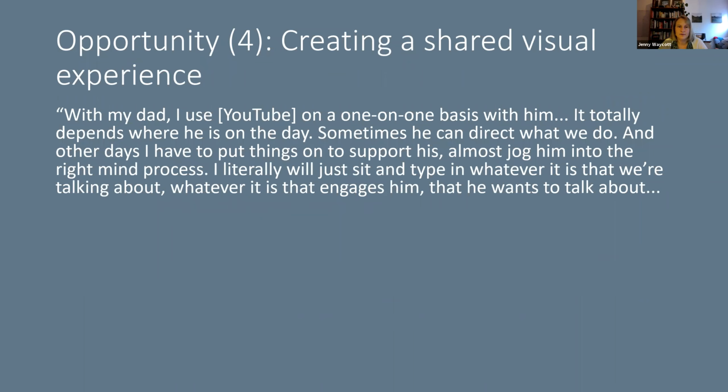Now I'm going to spend a bit of time on this example because I found this one quite compelling in terms of how to make video calls effective when communicating with a loved one with dementia. So this quote comes from a staff member who took part in our interviews as a staff member, but she also had her experience as a family member. So she was actually talking here about her use of YouTube with her father. And so she does video calls with her father on a regular basis.